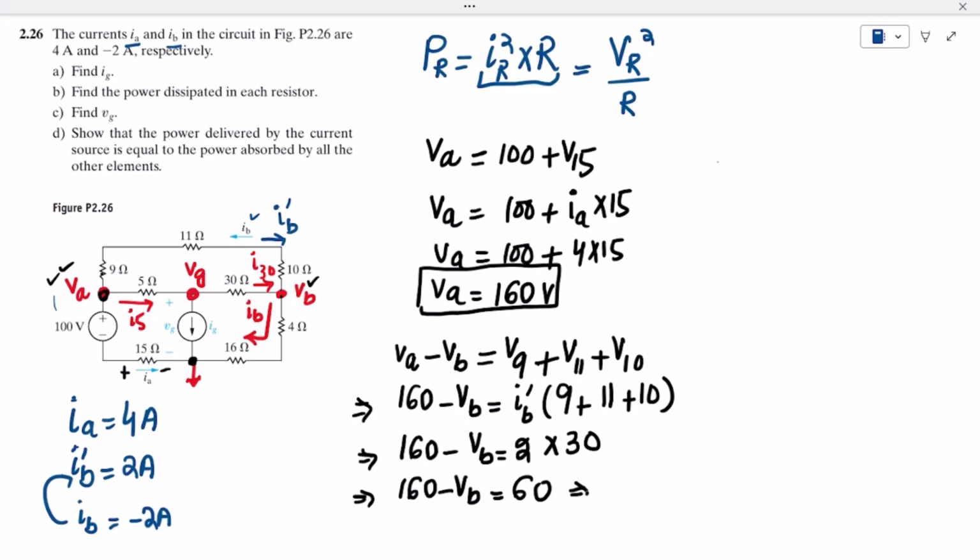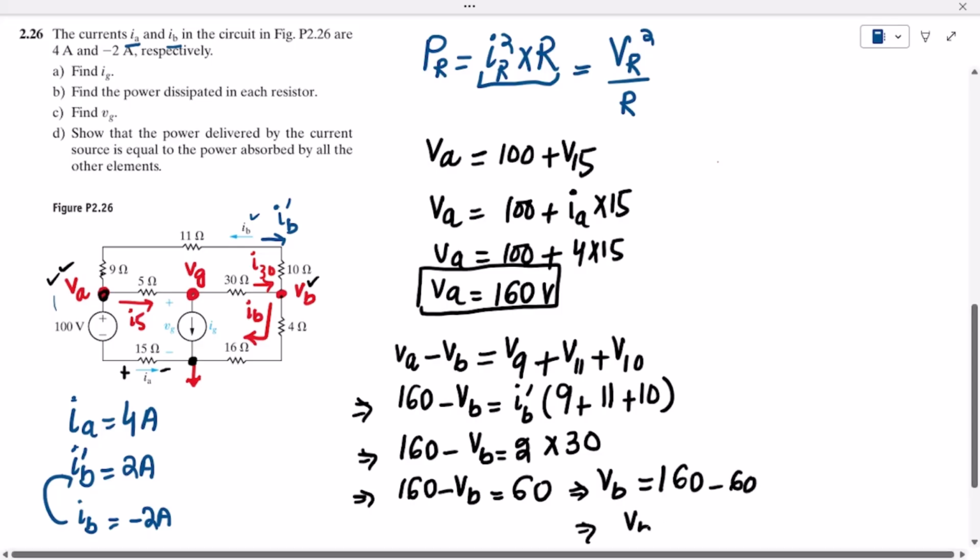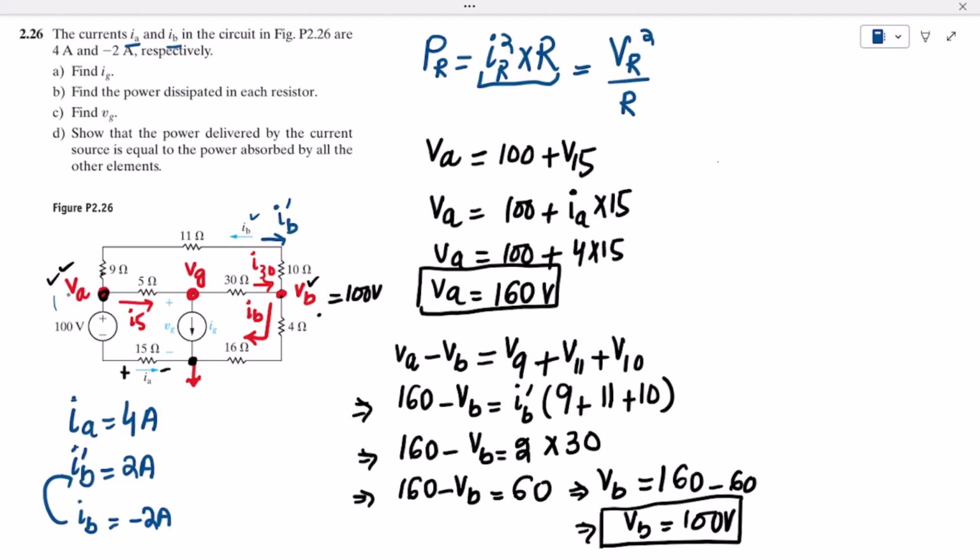Finding it out, the value of VB is now what? That is 160 minus 60, so VB is 100 volts. So the value of VB is also known. So this voltage is now 100 volts. This is now 160 volts.